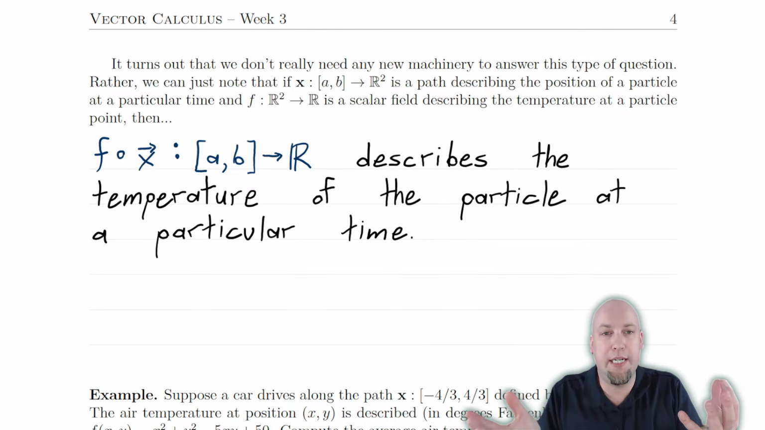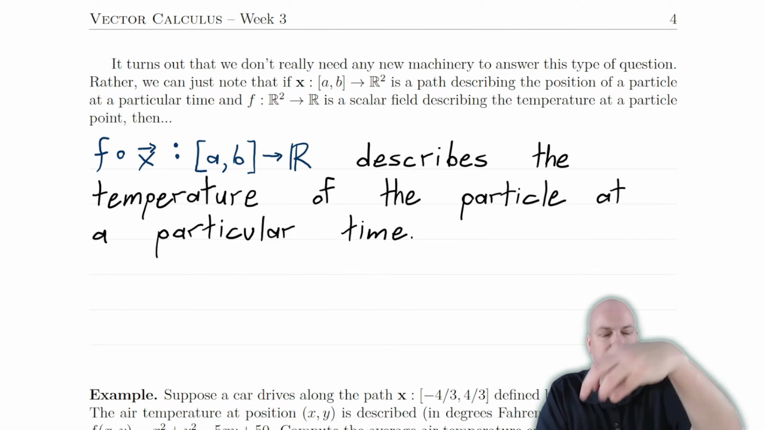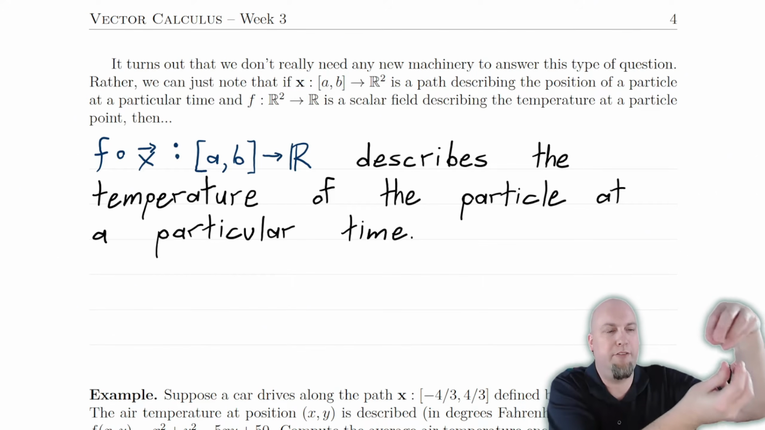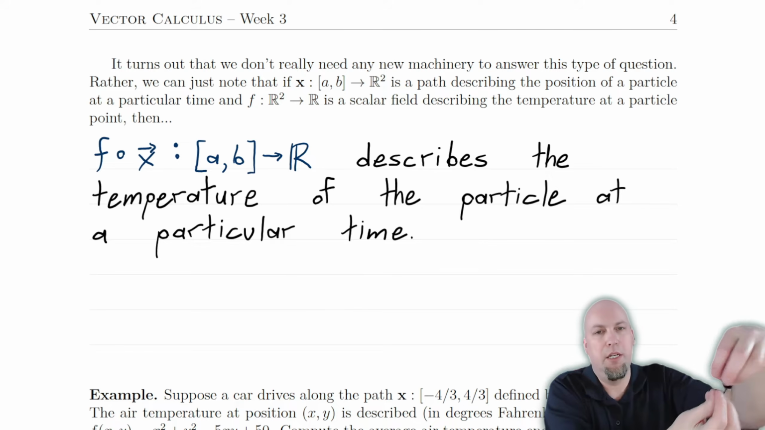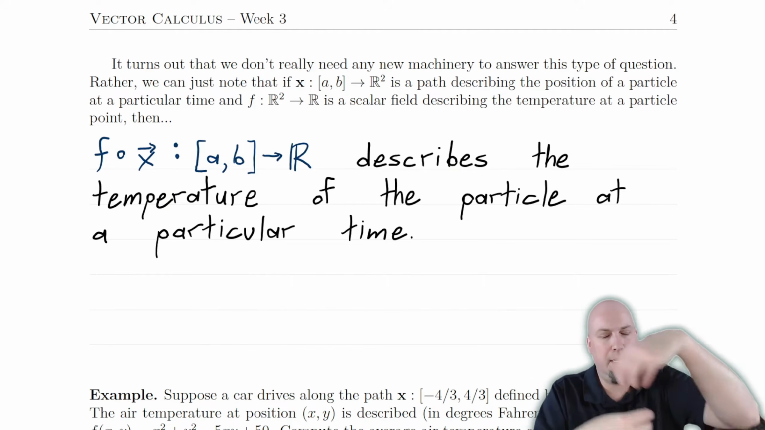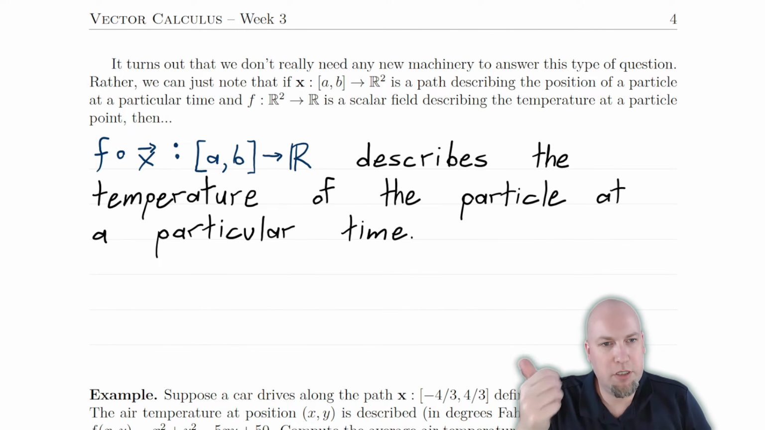And what that function does is it skips out the middleman. It just doesn't care about the x and y coordinates. It just goes directly from, what is the time to what is the temperature. It takes in time, spits out temperature. And that's a function of one variable.